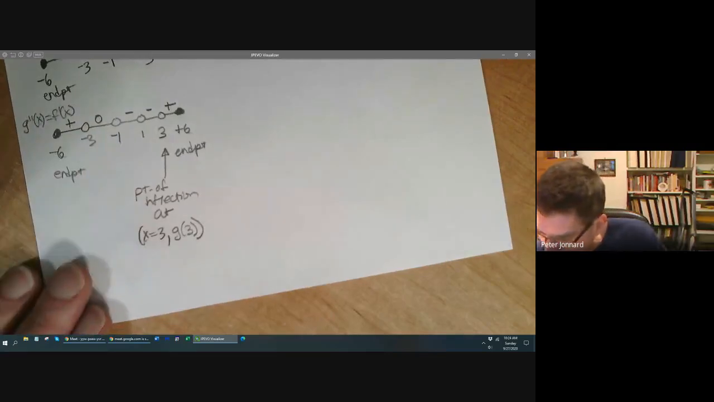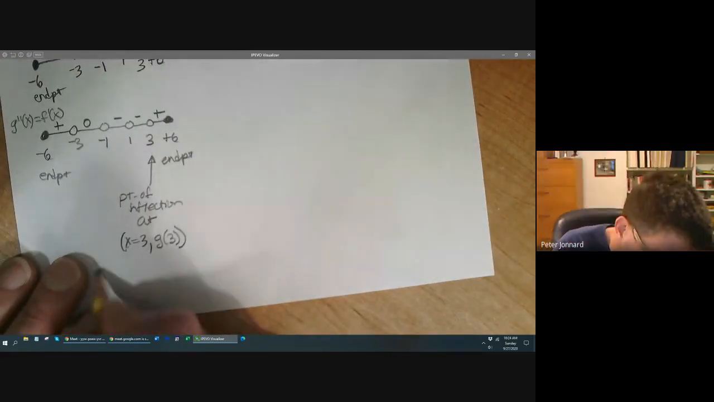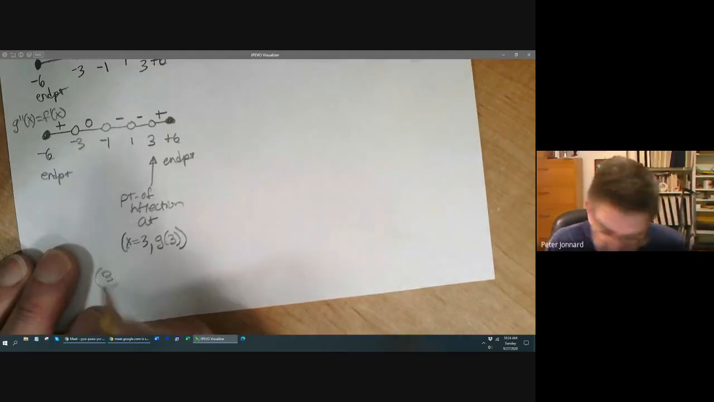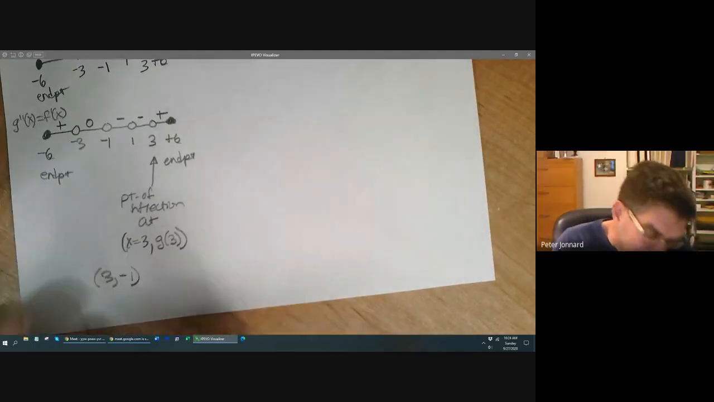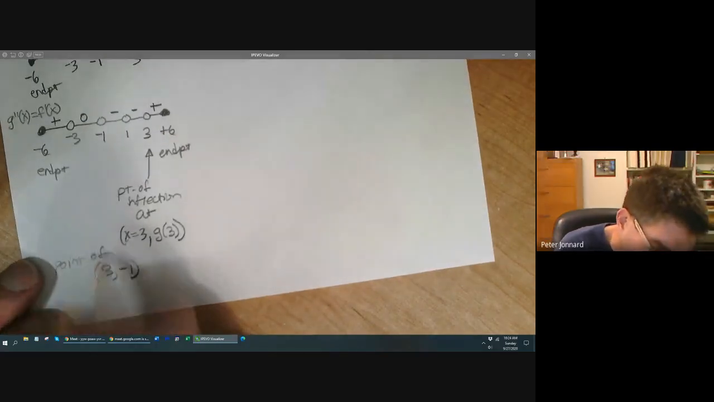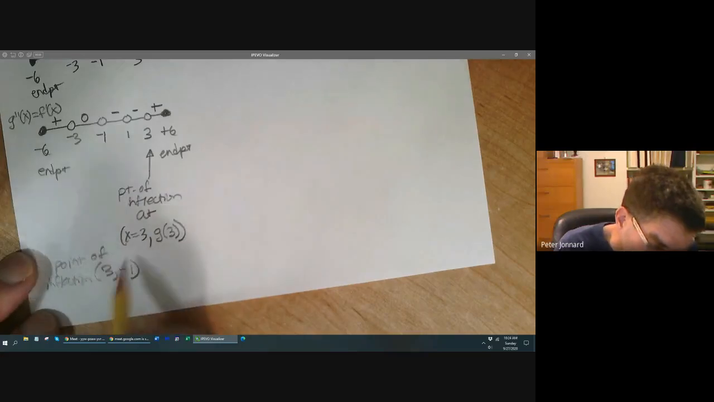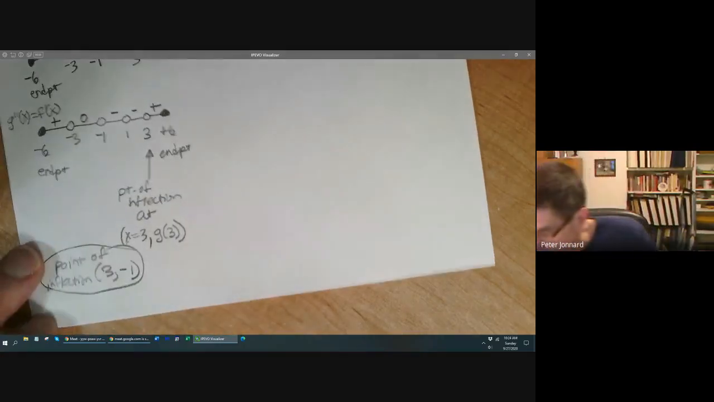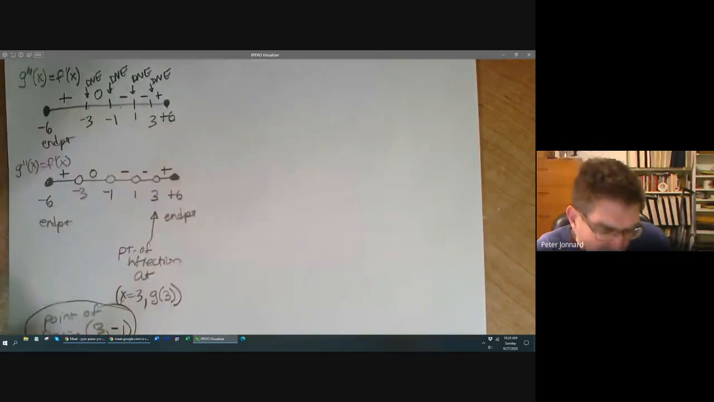Okay. So we have a point of inflection at x equals 3, and g of 3 we evaluated was equal to negative 1. So we have a point of inflection at 3, negative 1, like so. All righty.